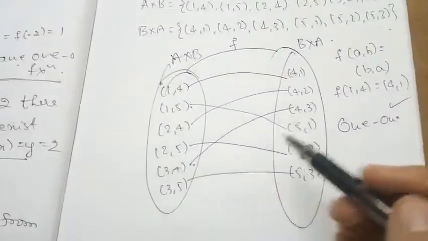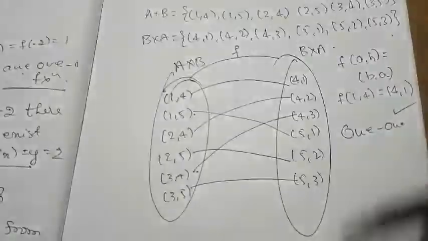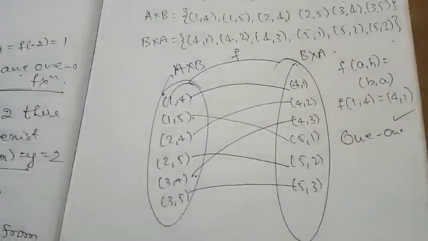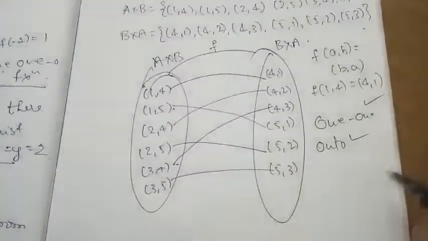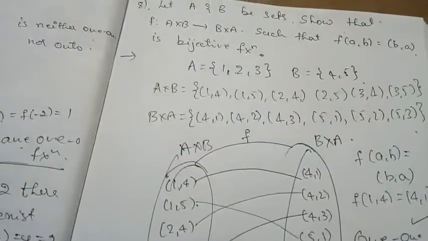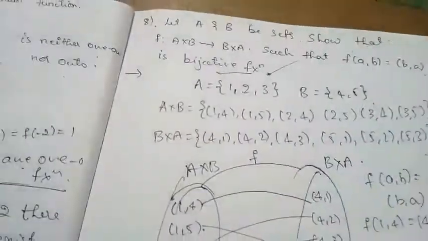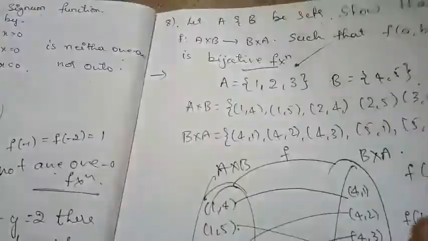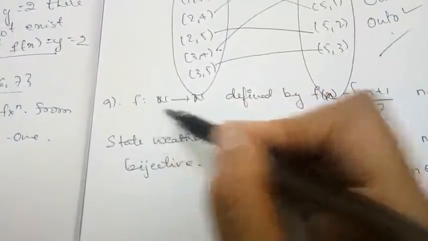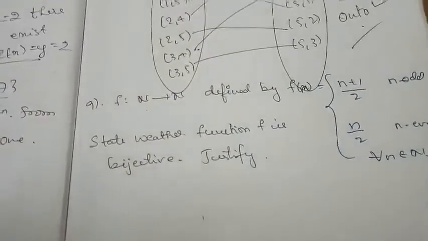To say it is an onto function, whatever elements are present in the codomain, all those elements are occupied, so it is an onto function. This is how we prove it by taking an example. Since it is both 1-1 and onto, it is a bijective function. So this is how we prove it. The given function is a bijective function.